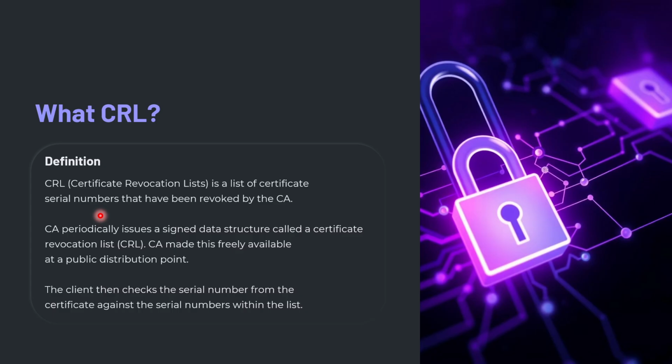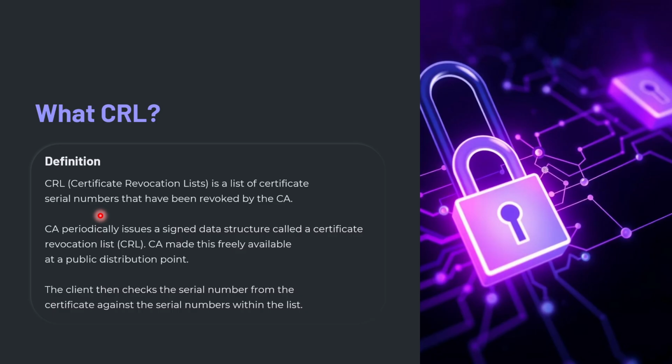So whenever we are issuing a certificate and it is no longer needed for us, for any reason, there may be any reason that we have discontinued that site, that application, something is compromised, and we want to make sure that this certificate cannot be used anymore. So we will revoke that certificate. That is called revocation. When we revoke that certificate from the CA, it will get added to the list which is published by the CA, that is called the certificate revocation list. That list will contain all the certificate serial numbers which are revoked by the CA.